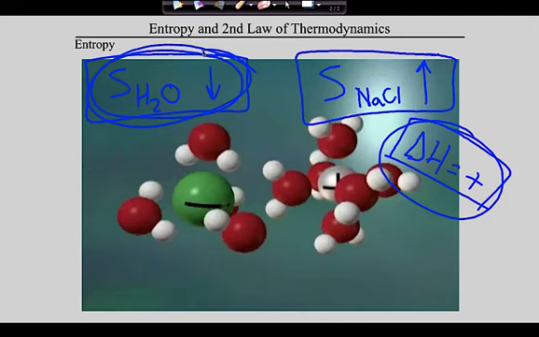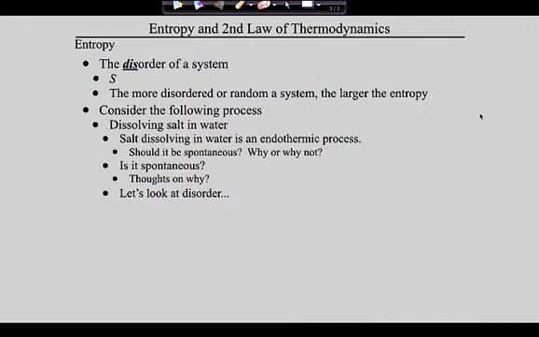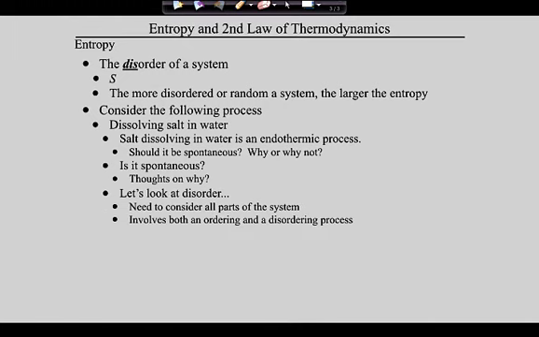That when we look for disorder, and here, let me give it to you in note form. Guys, when we look for disorder, we need to consider all the parts of the system, because many times we will involve both an ordering and a disordering process. And if this process is spontaneous, the disordering process will be dominant.